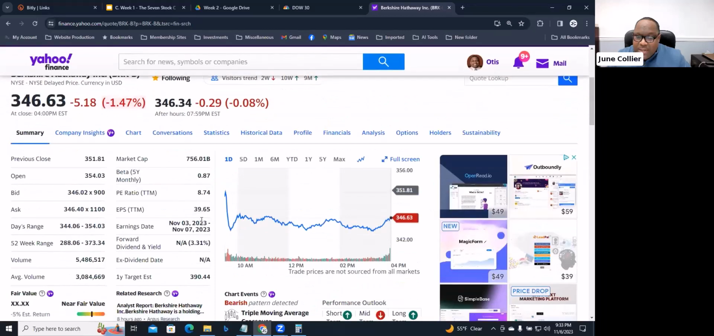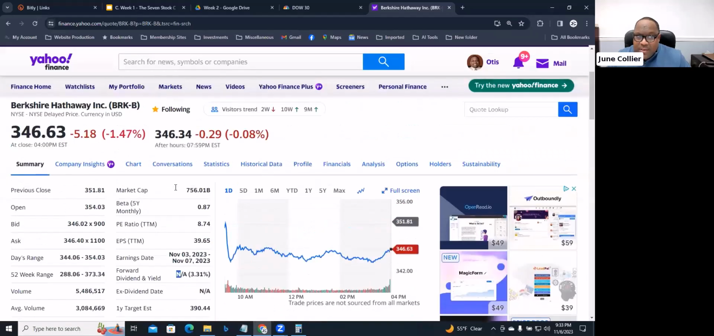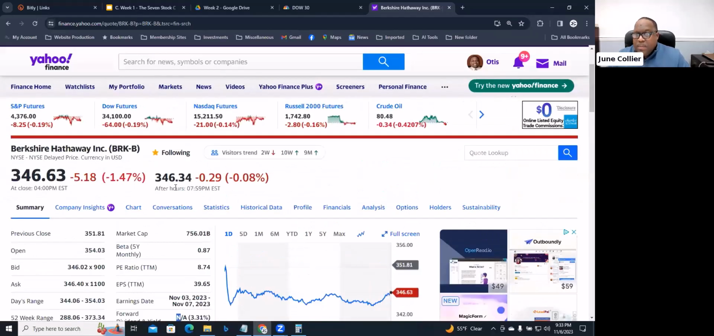Someone says, do they pay dividends? Right now, they're not paying any dividends. It says the 3.3% dividend yield, but they're not paying dividends, okay? Not paying dividends in Berkshire Hathaway, all right?